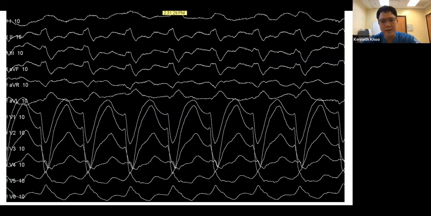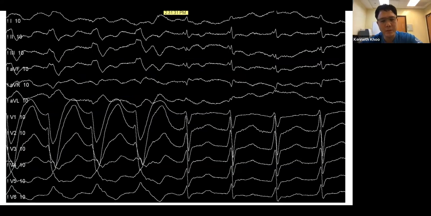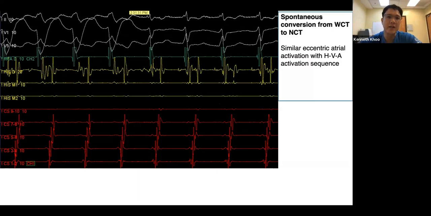And in just a few seconds, this happened. Okay, so what we can see here is a spontaneous conversion from broad complex to narrow complex. The left bundle branch block morphology is now gone. And this is what the intracardiac signals look like during the transition. What we can see here is, obviously, left bundle branch block disappears into narrow. However, the CS atrial activation remains the same with similar HVA activation sequence.